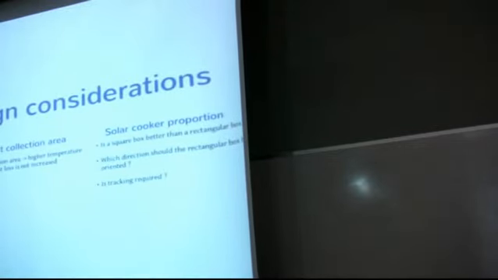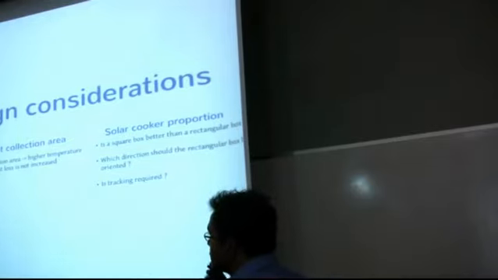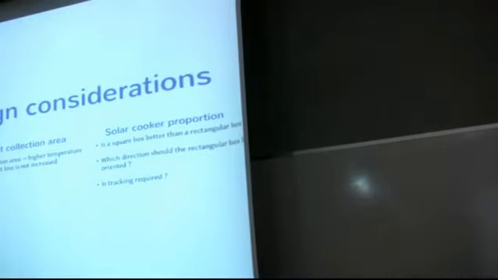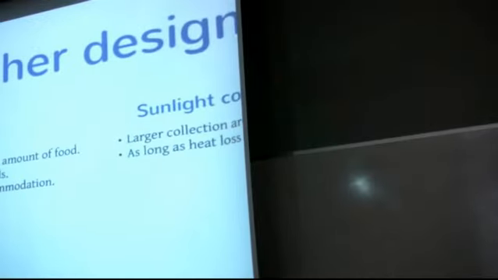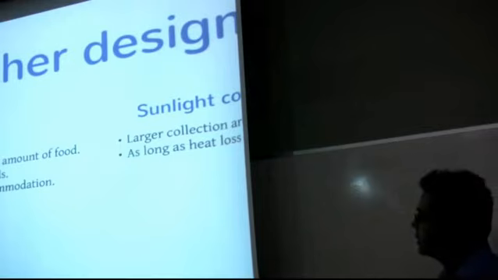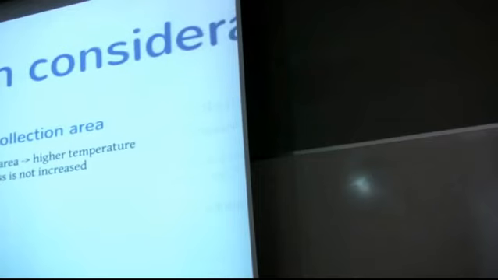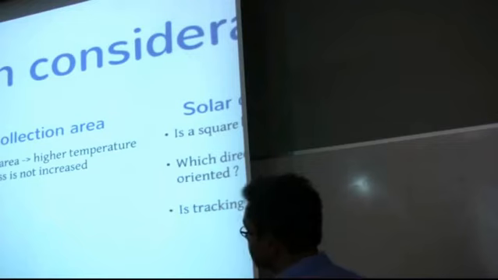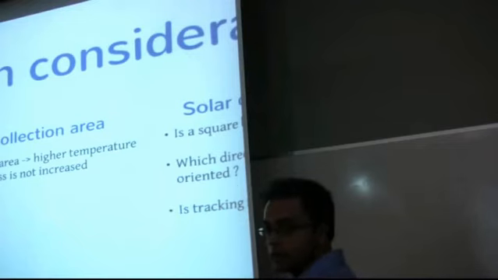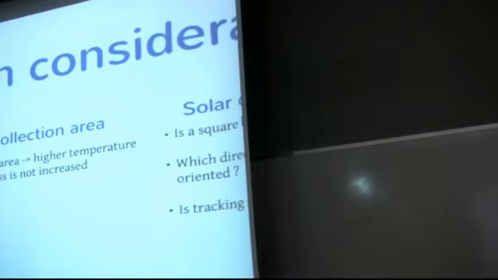The other design considerations which don't fit in some of the previous categories are size, for instance. Do we have the appropriate amount for food? Is it too big to be moved around? Can it hold whatever traditional cookware people are using? Sunlight collection areas, we saw in that quick example we looked at before. The larger collection area gets you higher temperature in general, as long as the losses are the same. So you've got to keep that in mind.